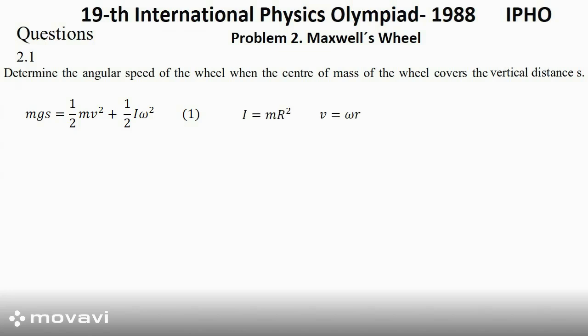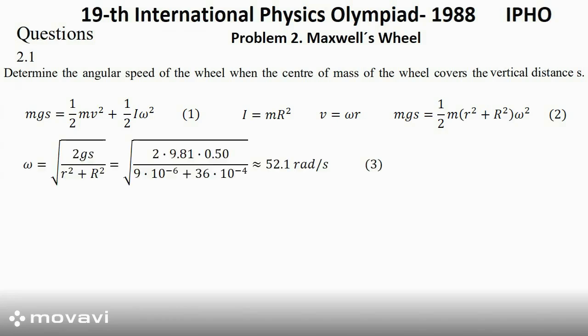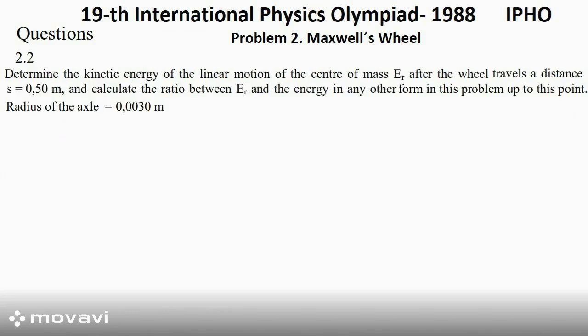Next, we note that the moment of inertia around the center of mass I for the wheel is equal to m R squared, and the kinematic condition linking translational and rotational motion gives the ratio v equals omega r small. Substituting these two expressions into formula 1, we obtain formula 2, where omega is calculated by formula 3 and is equal to 52.1 radians per second. This was the solution to question 1.